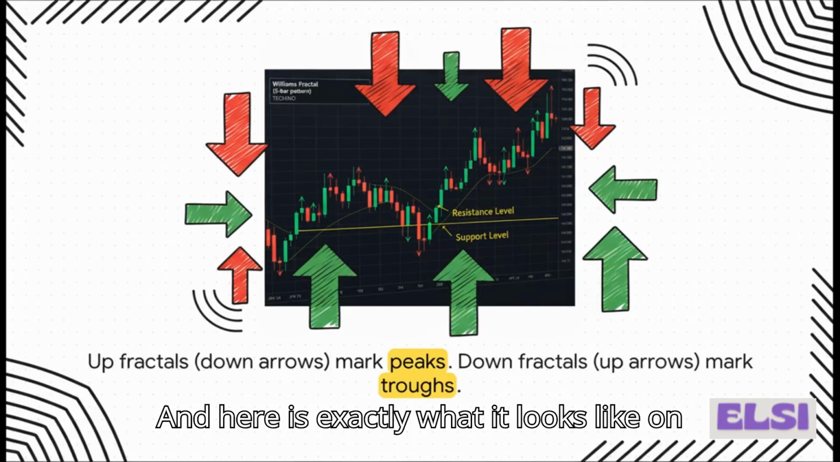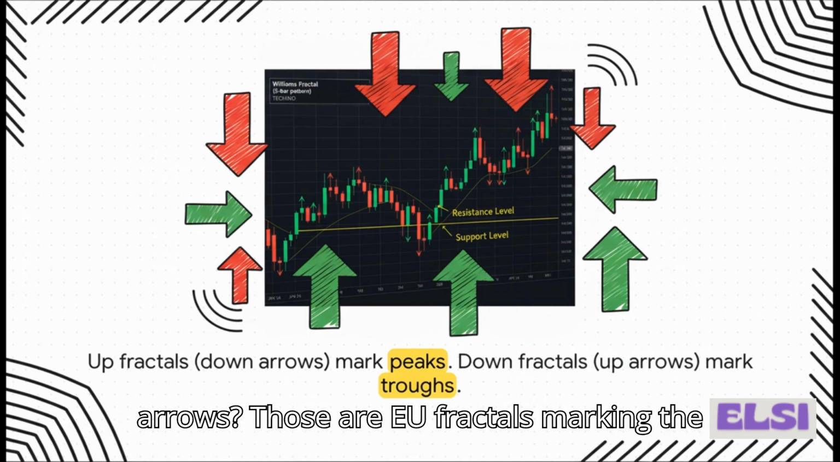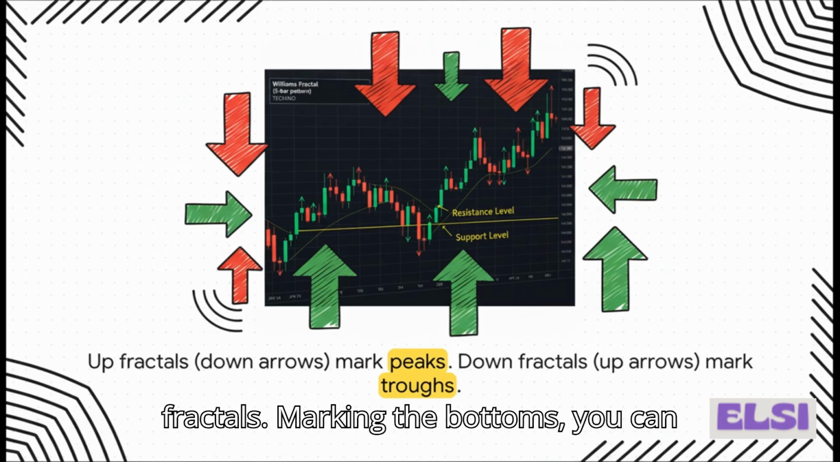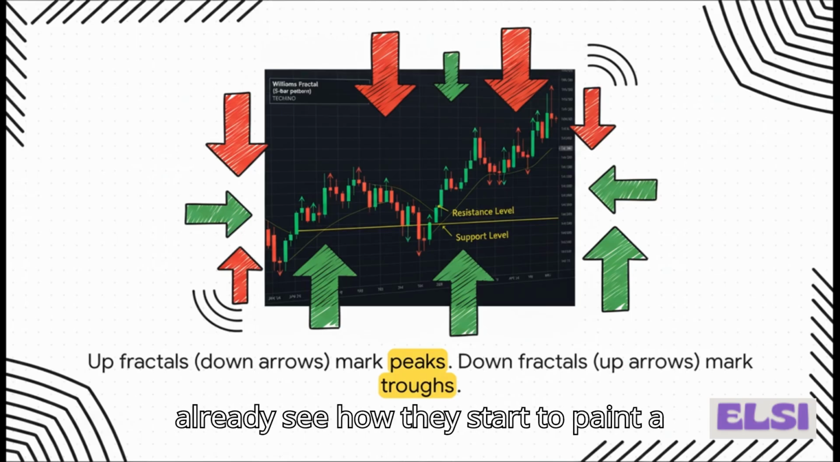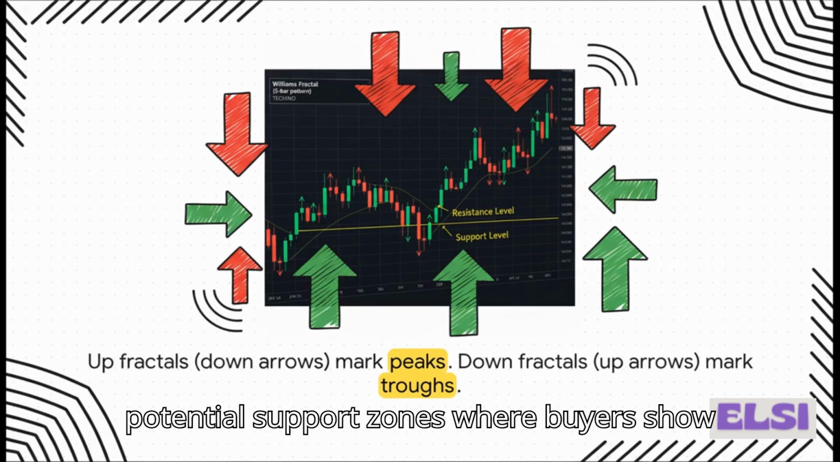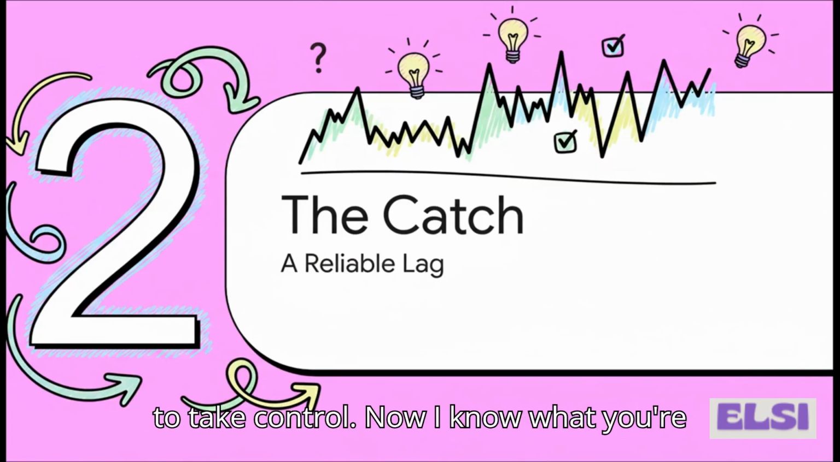And here is exactly what it looks like on a real chart. See those little down arrows? Those are the up fractals, marking the peaks. And the up arrows, those are the down fractals, marking the bottoms. You can already see how they start to paint a picture, right? They begin to map out potential support zones where buyers show up, and resistance zones where sellers tend to take control. Now, I know what you're thinking.